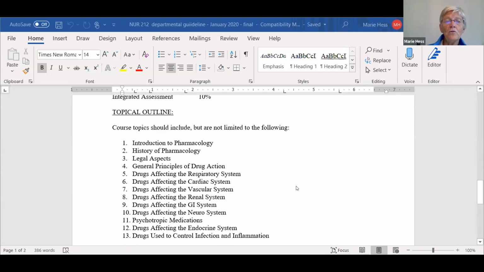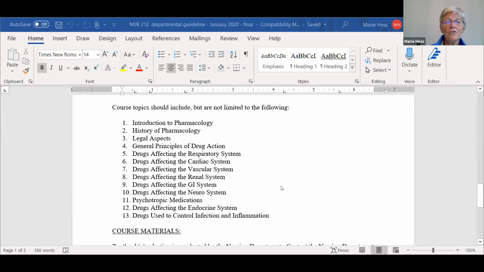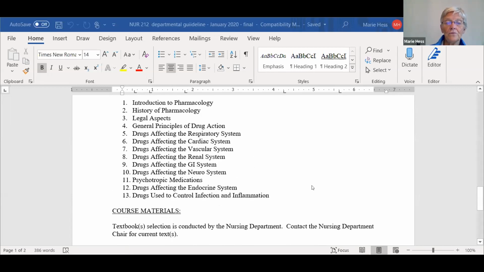Now, this is the outline of all the things we're going to talk about in pharm. It is introduction, history, legal aspects, drug action, respiratory, cardiac, vascular, renal, GI, neuro, psych, endocrine, and inflammation, and antibiotics. So those are the topics, the categories that we'll do.